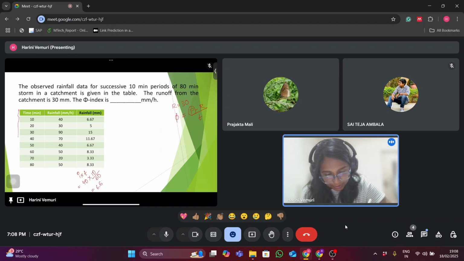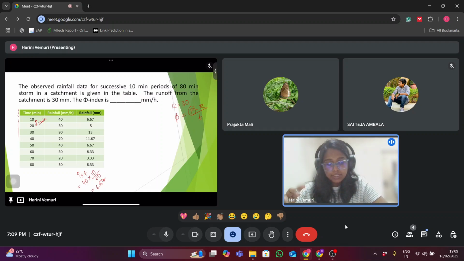So it is 6.67. So 6.67 is the rainfall amount in the 10 minutes duration. Similarly, we will calculate the rainfall amount in each time interval. So here the gap is 10 minutes, right? The time interval gap will be 10 minutes.